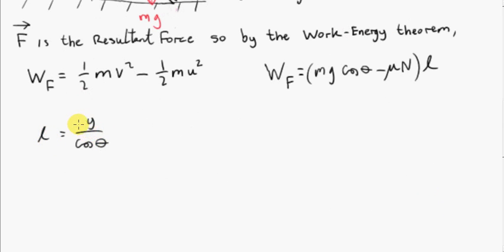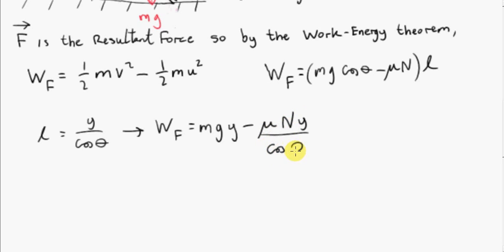Now we know from the geometry that L, the distance between points 1 and 2, is the vertical distance between them divided by the cos of theta. So we can see that the work done by the resultant force is mg cos theta times y over cos theta. Well, that's going to give us mg times y, because the cos thetas cancel like before. But now you see we have this extra term, minus mu n times y over the cos of theta. So by the work energy theorem, this quantity here, the work done by the resultant force, is the change in the kinetic energy, a half m v squared minus a half m u squared.